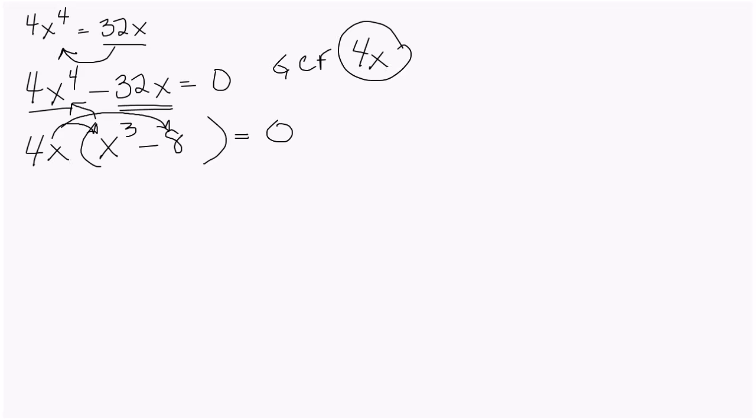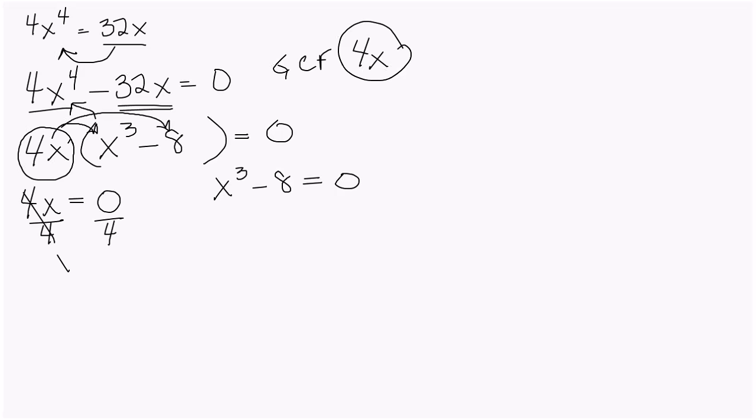And right away I can see that, using the zero principle, I can set 4x equal to 0, and I can also set x to the power of 3 minus 8 equal to 0, and then I can solve for x. Now it's really easy to solve 4x equals 0, because I can just divide both sides by 4, and I get x is equal to 0.